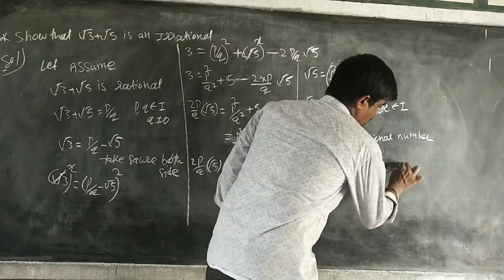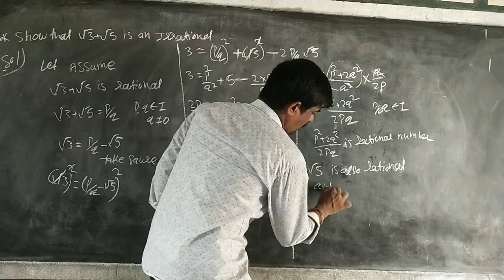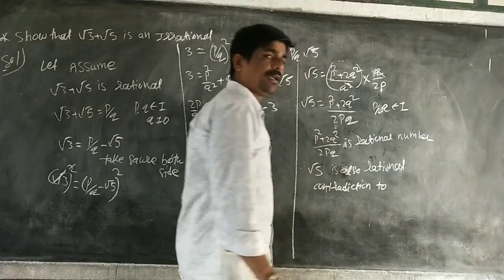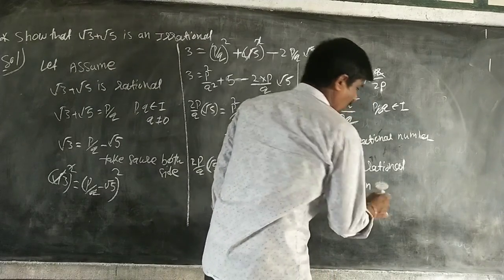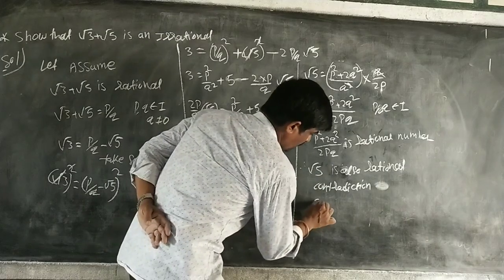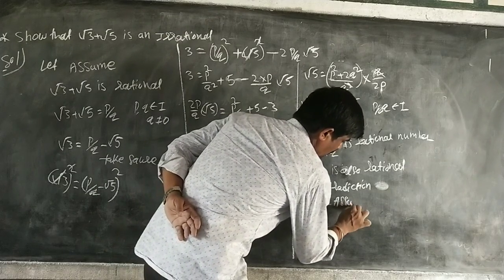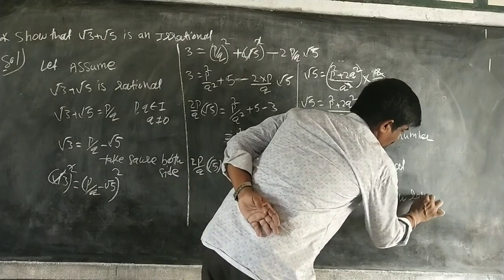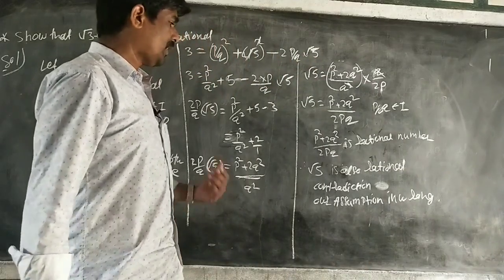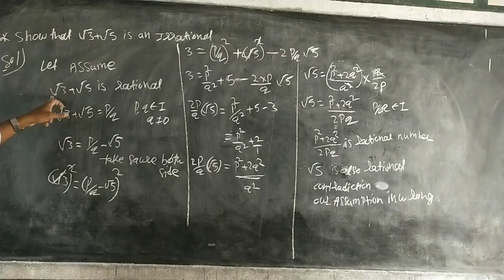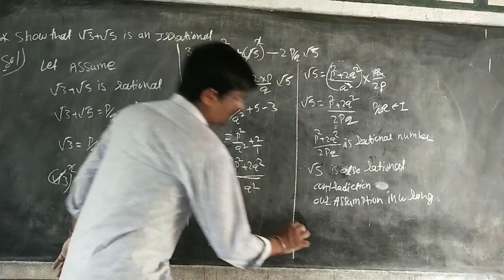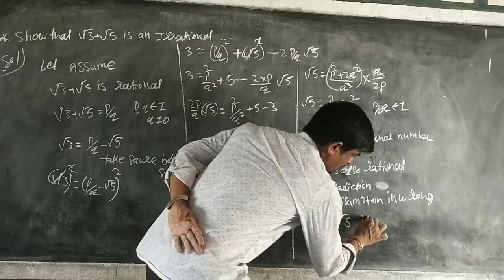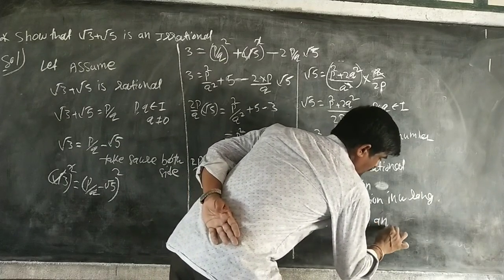But this is a contradiction. Therefore, our assumption is wrong. So, what is our assumption? Our assumption is root 5 plus 3 is a rational number. Clearly we have to write: root 5 plus 3 is an irrational.